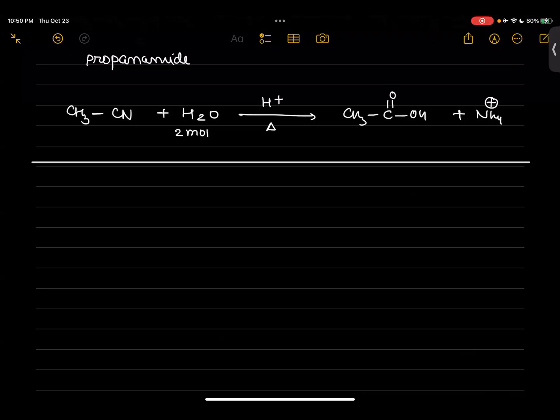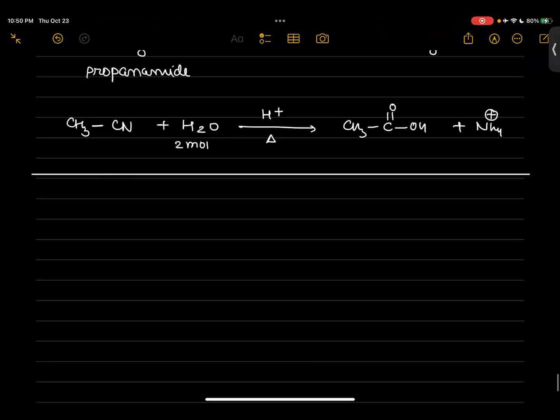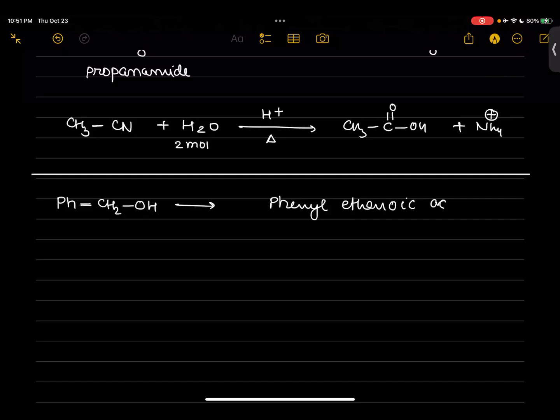Now the chemical properties and reactions. We can do some conversions first and then we can start with the chemical properties. Some conversions from NCERT only. Benzyl alcohol to phenyl ethanoic acid. How you are going to do this conversion?